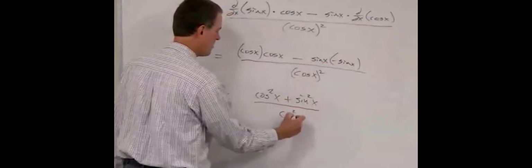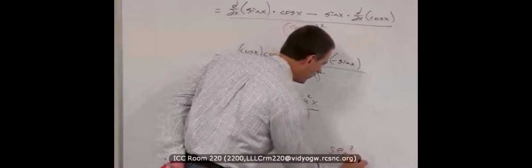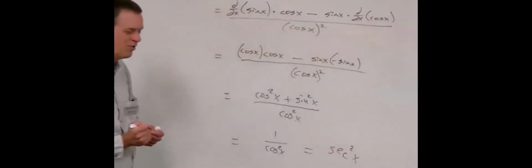I'll write it down so everyone else can see it. Cosine squared, and negative times negative gives me positive. That's 1 over cosine squared. And that can also be rewritten using an identity from trig, the Pythagorean identity. Secant, that's right. So this is secant squared of x. This is your derivative of tangent.